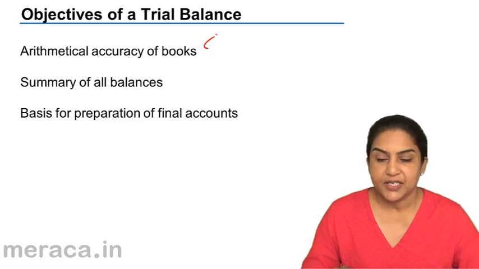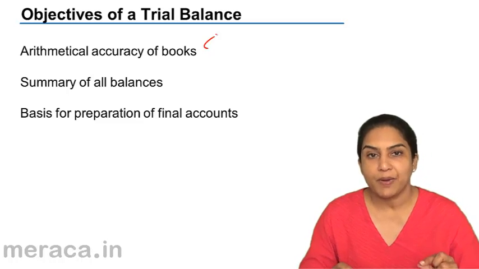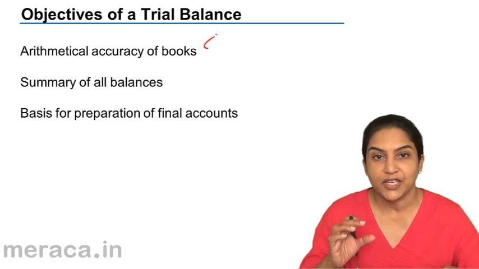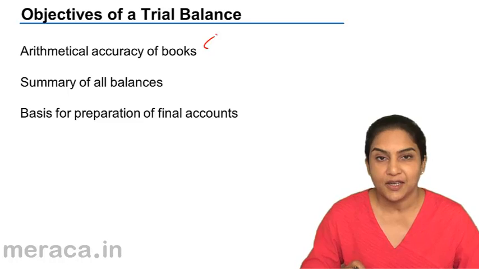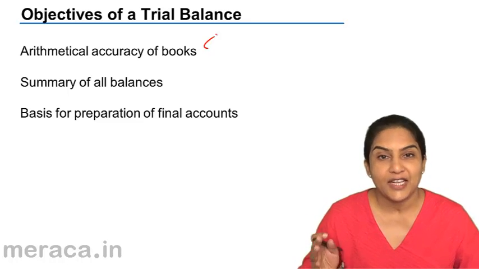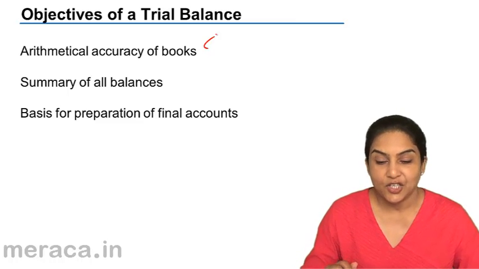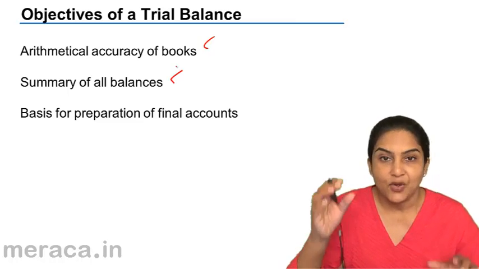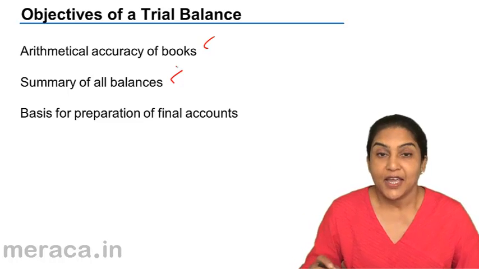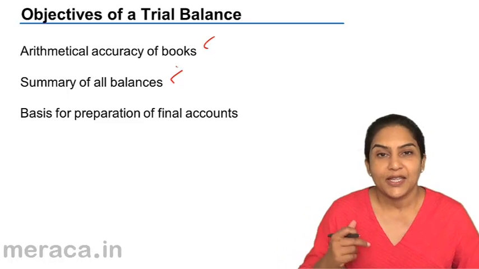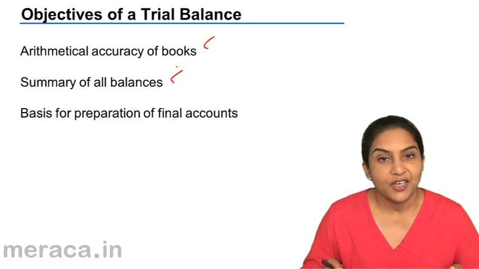The other advantage of a trial balance is that we get the summary of all account balances. We know the total purchases for the year, the total sales for the year, the rent expenses for the year, the amount that we have to pay to XYZ, the amount that is receivable from ABC, etc. So it's a summary of all balances in one place, at one glance. If we need further details, only then we need to go back to the ledger and check for the details.